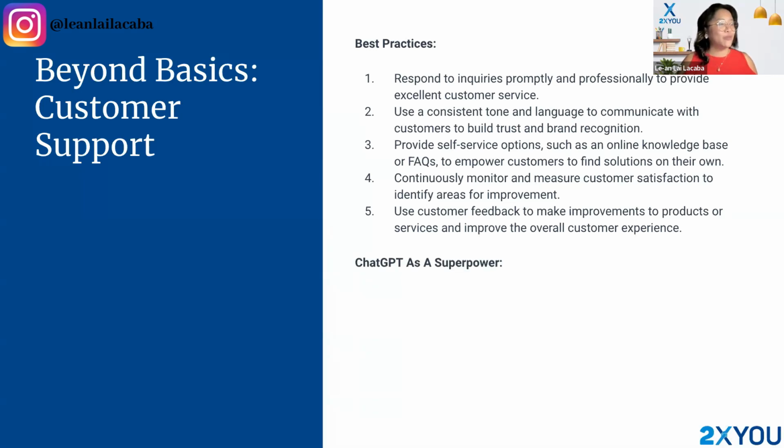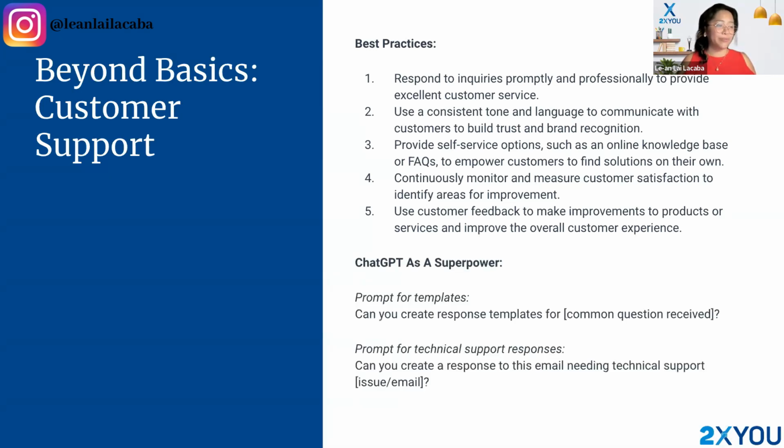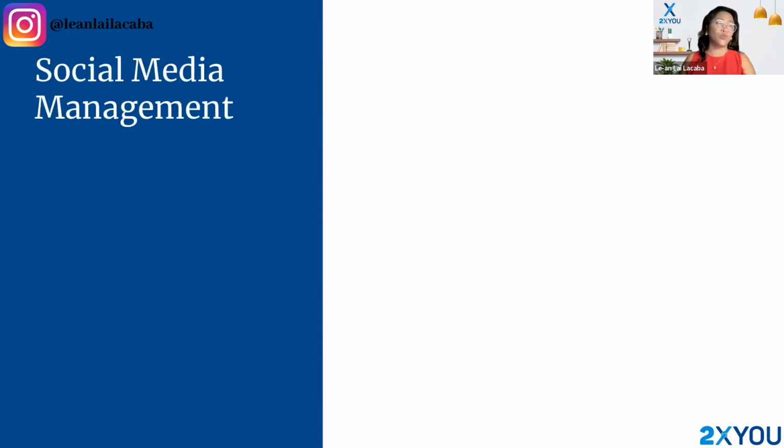So, using ChatGPT as a superpower for it, there are 2 quick ways. Of course, building templates for common inquiries and using it for technical support responses. If something is a little too technical, like looking at your manual, some people might not understand it. Then you can ask ChatGPT, just like earlier, to break it down and make it super simple as you respond to that email.